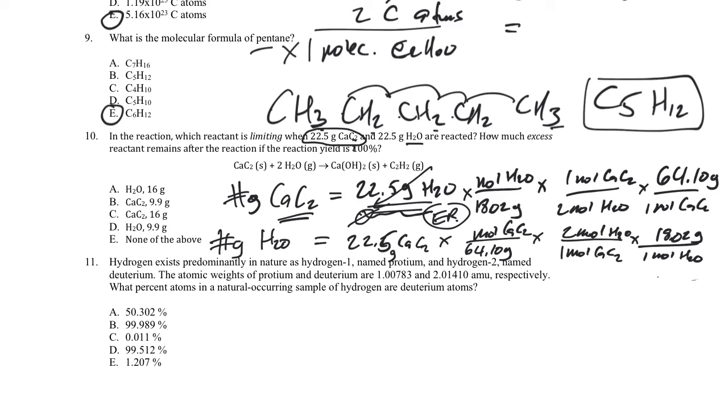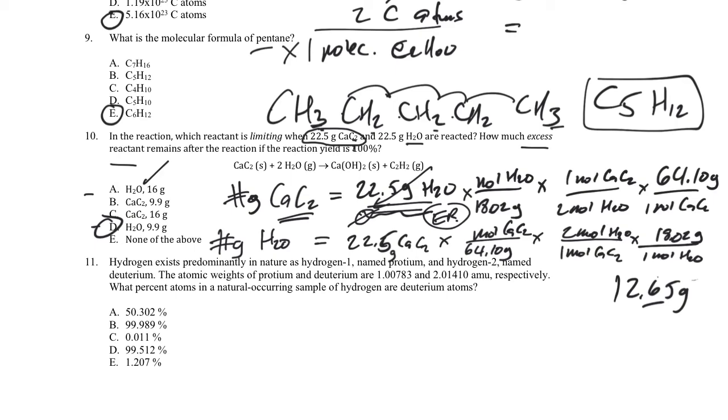It's 12.65 grams of water that we need to react here, and then we have 22.5 grams of water present. So water is the excess reactant. So the answer is A or D. And how much remains? Should be 22.5 minus 12.65 works out to 9.9 grams.